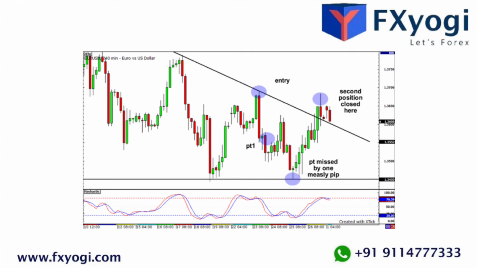Let's set profit targets at 1.3530 and 1.3450. The trade is triggered. The trend line holds as resistance and price falls. Your first profit target is hit. The second profit target is missed by a single pip, but by that time you had moved your stop loss to break even, where you entered short, so you lost nothing.